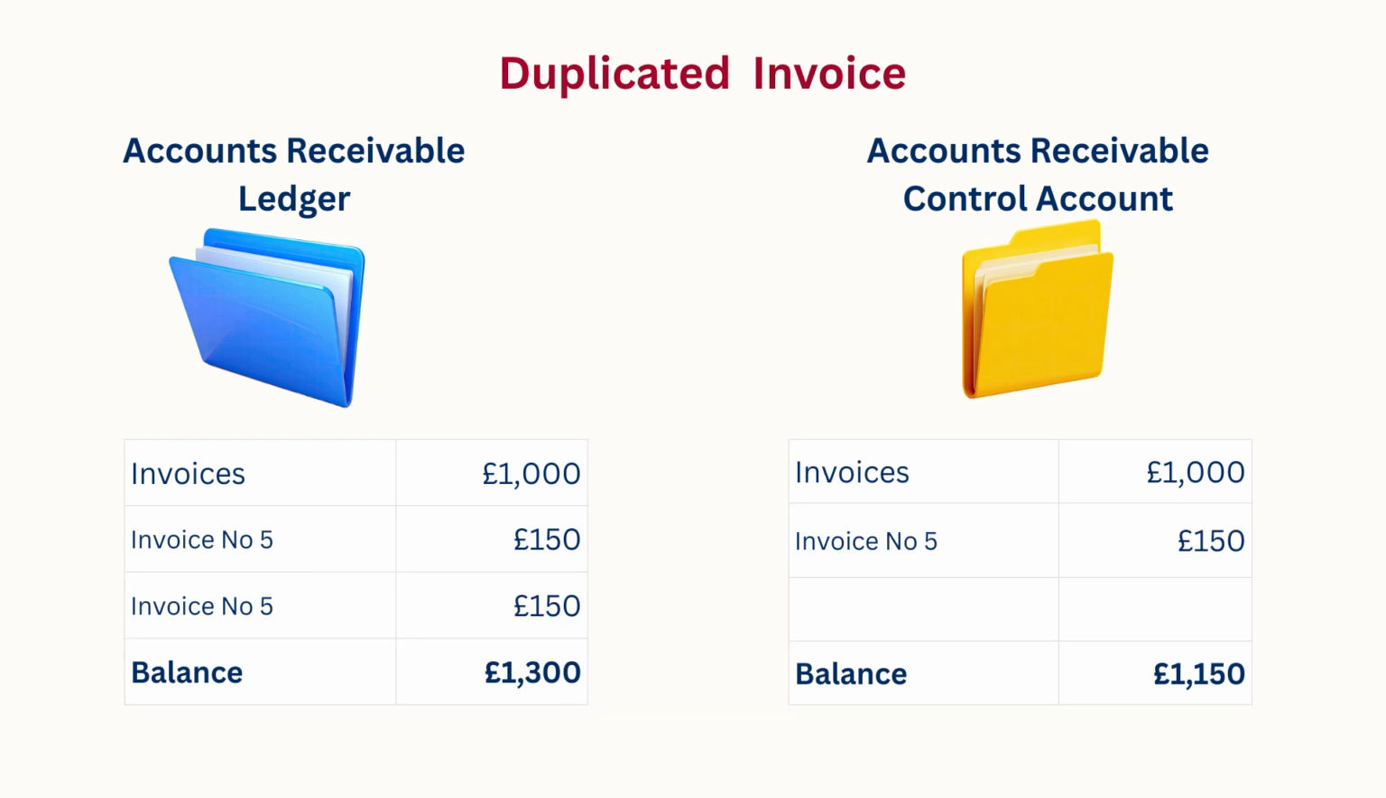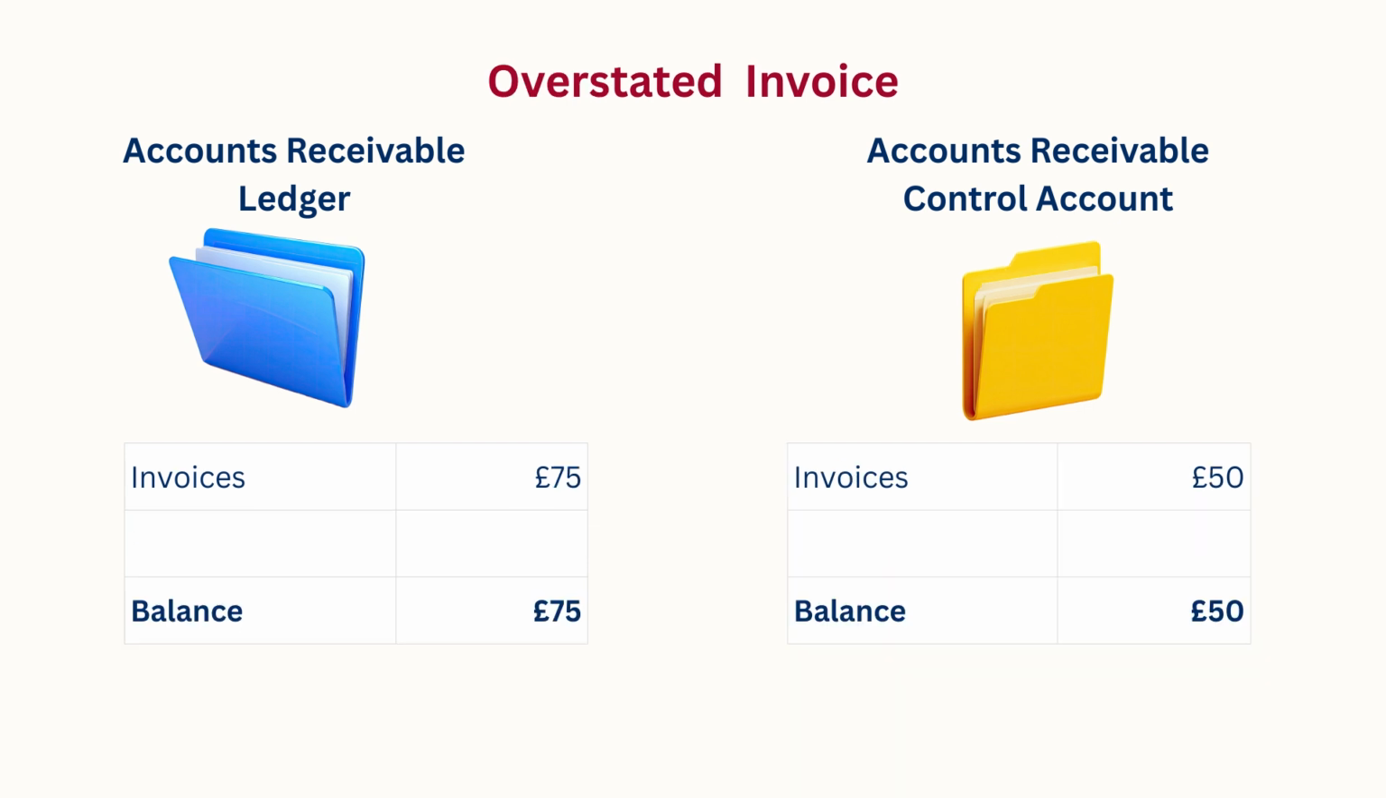Let's look at the invoice entered twice error. In this example, the same invoice for £150 has been entered twice in the Accounts Receivable Ledger, making its balance higher than the control account. This is a classic duplication error in the subsidiary ledger, where a transaction is accidentally entered more than once.